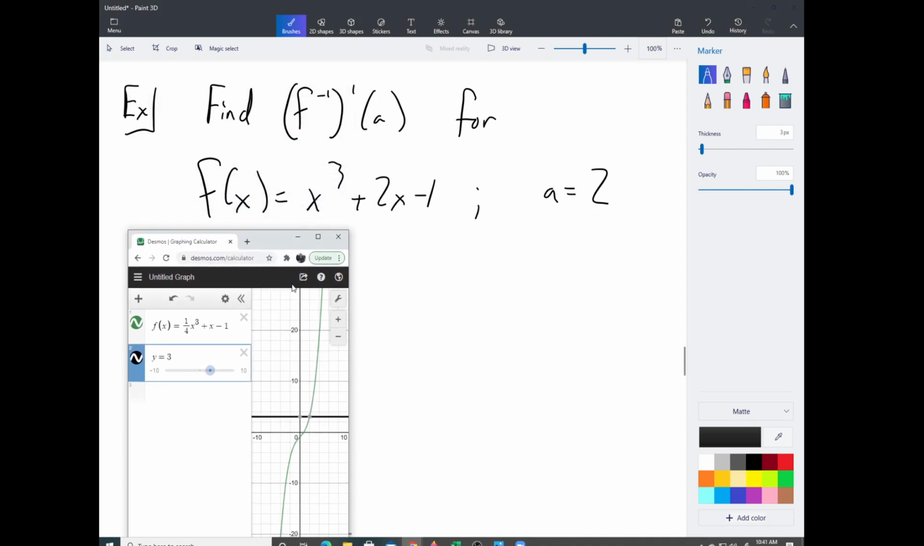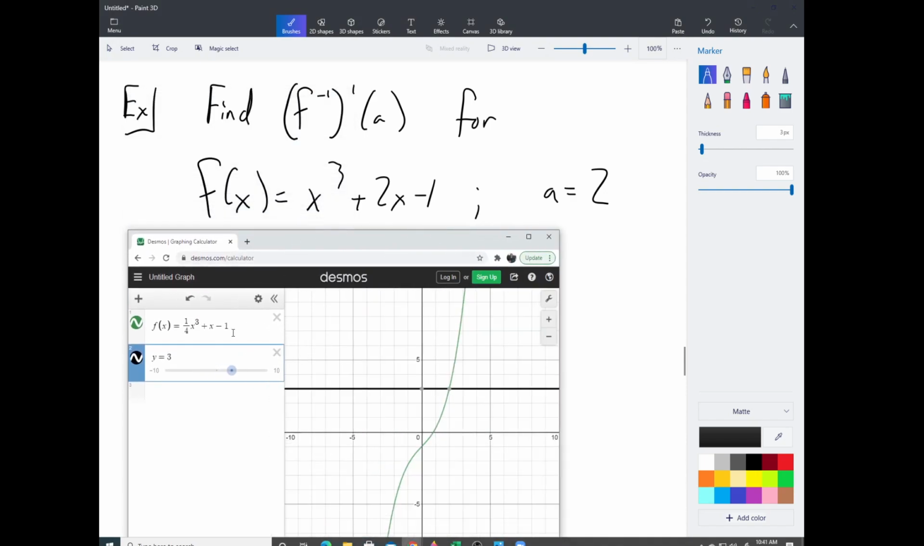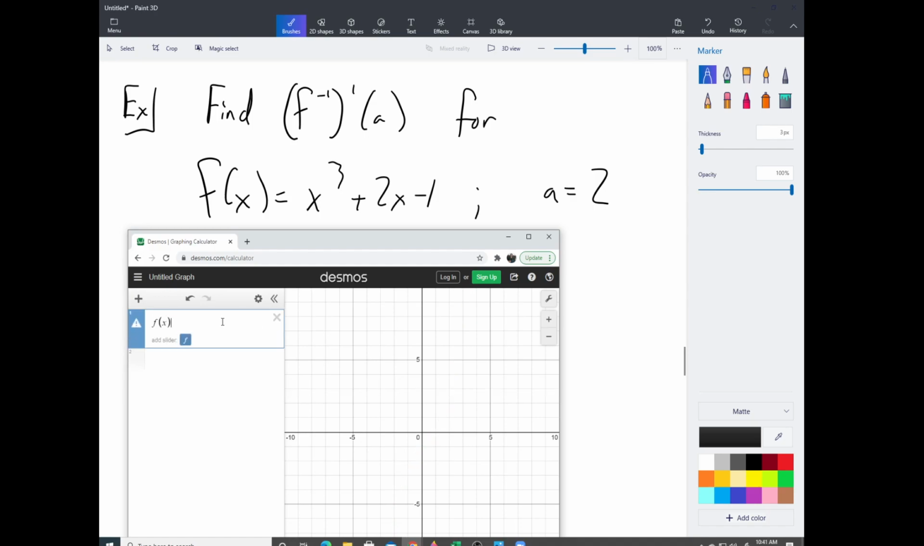Let's get this switched around now so that we're going to look instead at f of x is equal to x to the third plus 2x minus 1. So it's a pretty simple function, but the equation for the inverse just is going to be awful to try to find.